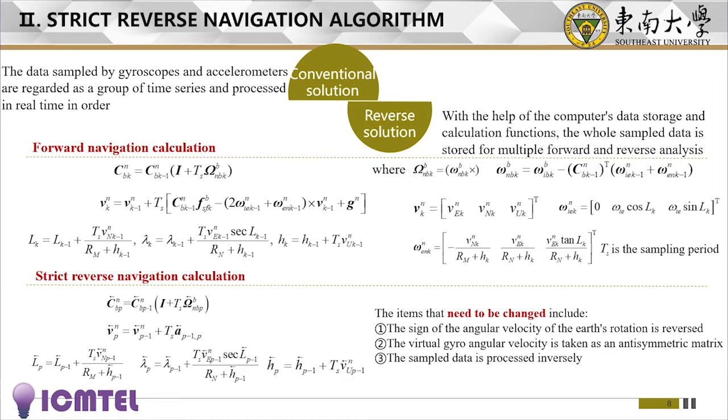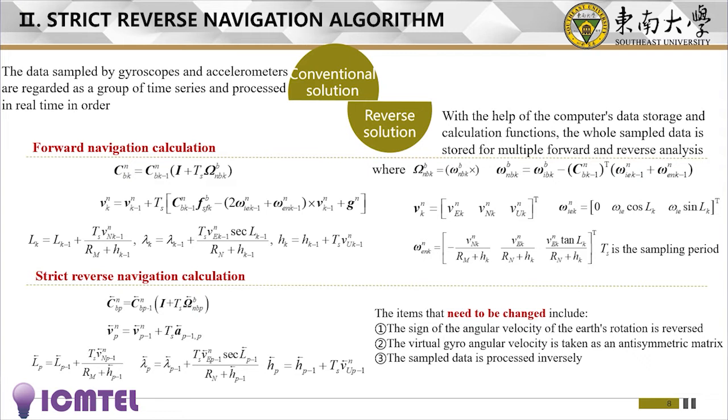The conventional navigation solution process is to regard the sampled data of gyroscopes and accelerometers in SINS as a group of time series and process them in real time in order. With the development of computer technology, data storage and calculation functions have been greatly improved. Considering the sampling data in the whole navigation process is extremely easy to store.